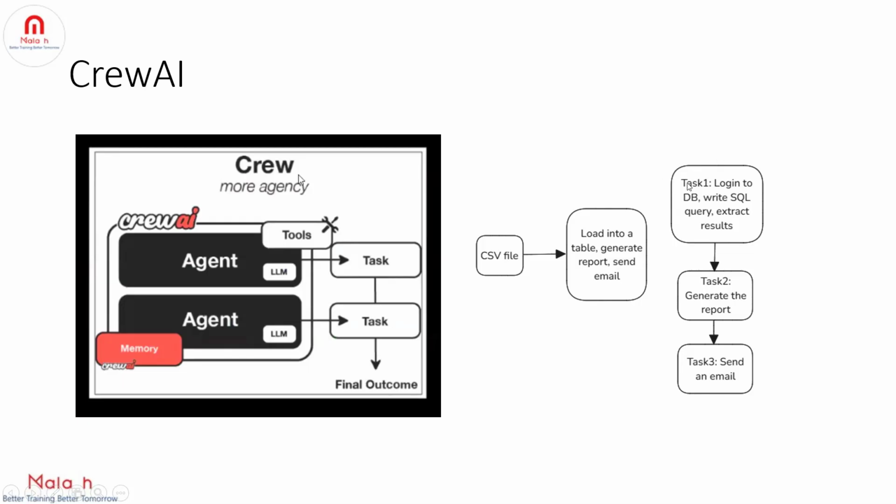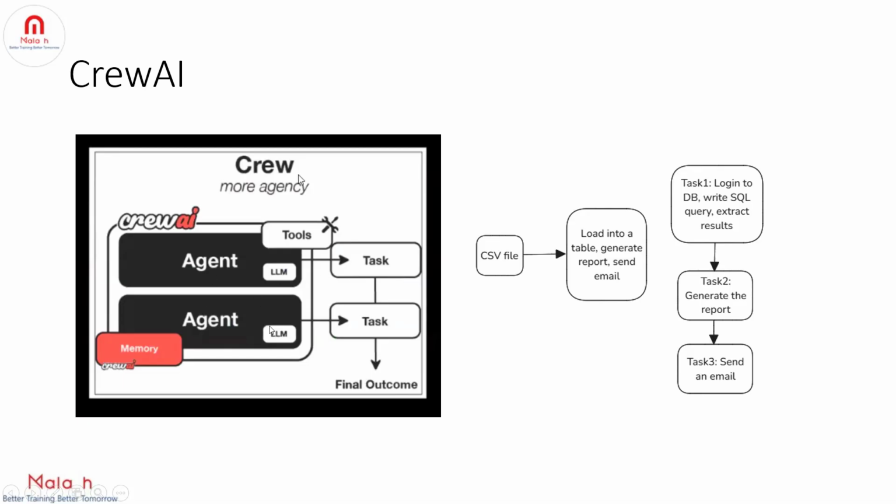So one agent can log into the database, run the SQL query and extract the results. That is task number 1, and we can assign this task 1 to one agent. Another agent can help you generate the report out of the extracted results from the SQL. So it will take the output of the first agent and generate the report, right? And let's say you have another agent here, which has integration with Outlook to send an email. It will take the output of the second agent, that is the generated report, and send an email, right?